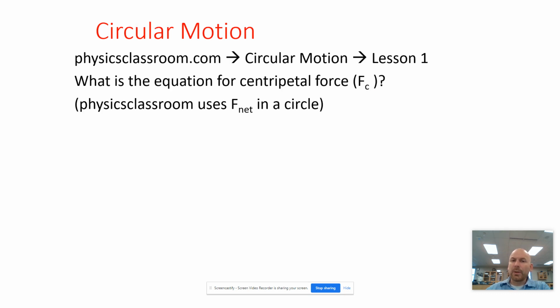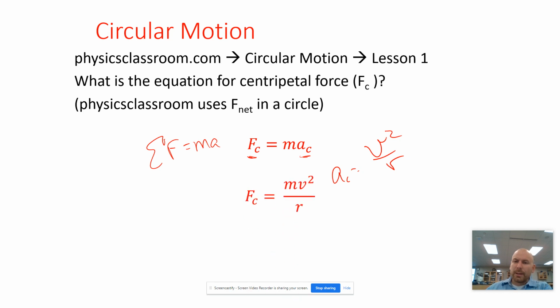And finally, the equation for centripetal force. Remember Newton's second law, we have net force is equal to mass times acceleration. This is kind of a special case for moving in uniform circular motion. We have centripetal force is equal to mass times centripetal acceleration. And if we incorporate what we know to be true for centripetal acceleration, that leaves us with centripetal force is equal to mass times speed squared over the radius. That's your go-to equation for centripetal force.